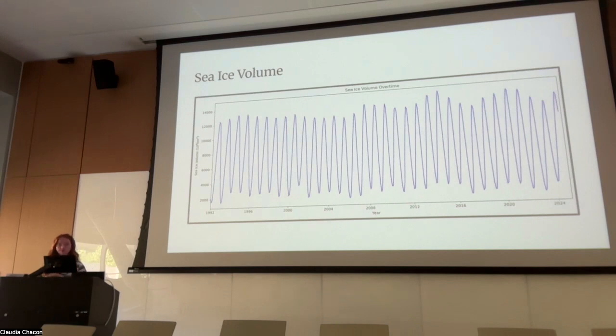To get an actual total amount of sea ice, we have to calculate sea ice volume. Sea ice volume is calculated by multiplying sea ice thickness by total sea ice area. This graph measures sea ice volume in millions of kilometers cubed. The peaks are in the winter and fall months, and the dips are in the summer months.